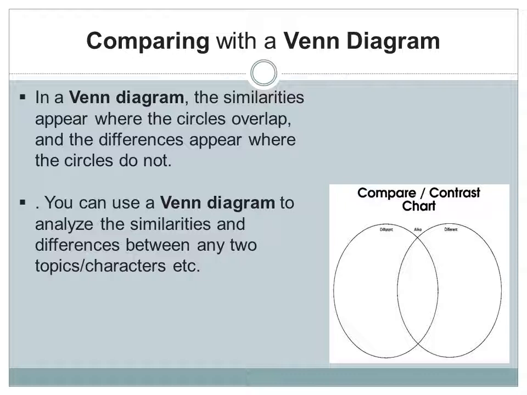Comparing with a Venn diagram. In a Venn diagram, the similarities appear where the circles overlap, which is here, you can see the cursor there, and the differences appear where the circles do not overlap. You can use a Venn diagram to analyze the similarities and differences between any two topics, characters, etc.